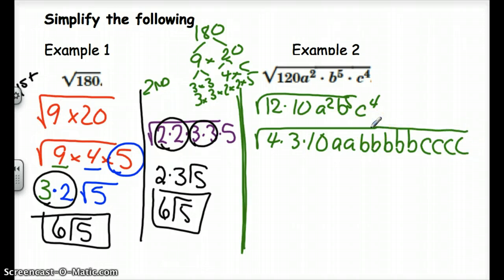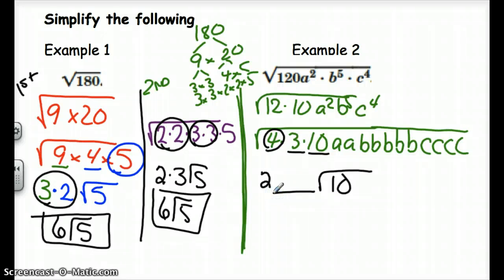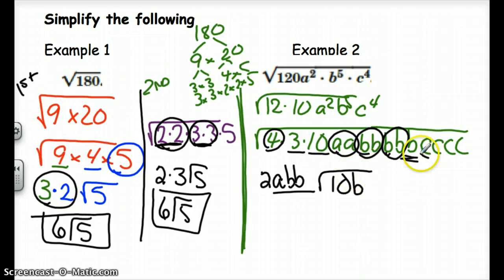Okay, so now, square root of 4 is 2. I cannot do anything with 3 or the 10, so I'm going to leave that under the root. I left some room here because now I'm going to do my letters, my variables. I'm circling them in groups of 2 just like I did back here. So that gives me a regular A. I've got a B and a B there, and there's one B left here underneath the root. And then C's, 1, 2, C, C, and no C's underneath the root.